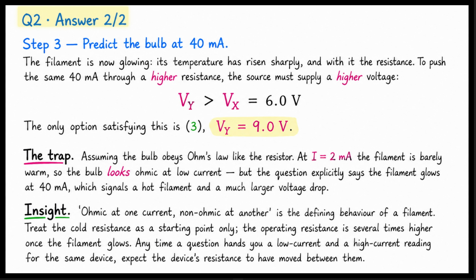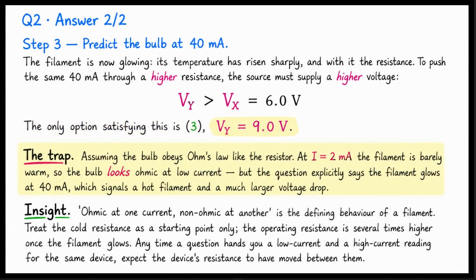Step 3. Predict the bulb at 40 mA. The filament is glowing, its temperature has risen, and its resistance has climbed well above 150 ohms. To push the same 40 mA through a higher resistance, the source must supply a higher voltage. In symbols, Vy is greater than Vx, which is greater than 6 volts. Only option 3, Vx equals 6 V and Vy equals 9 V, satisfies this. That implies the bulb's hot resistance is 9 volts divided by 40 mA, which is 225 ohms, 1.5 times its cold resistance. The trap to avoid is treating the bulb as ohmic.